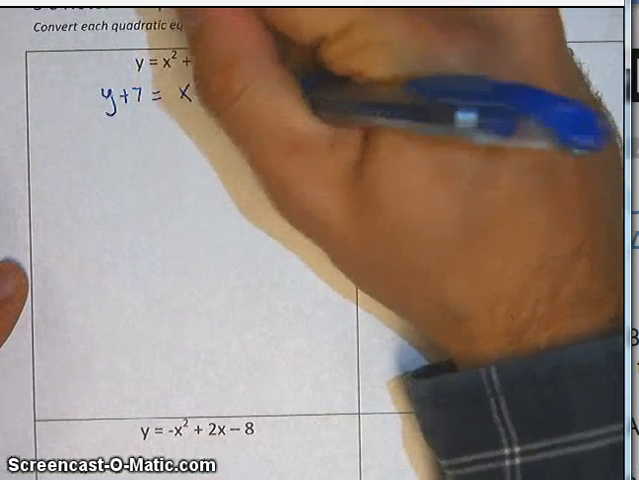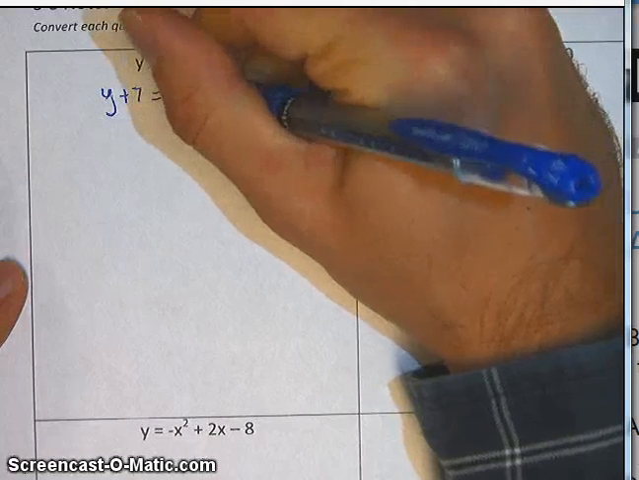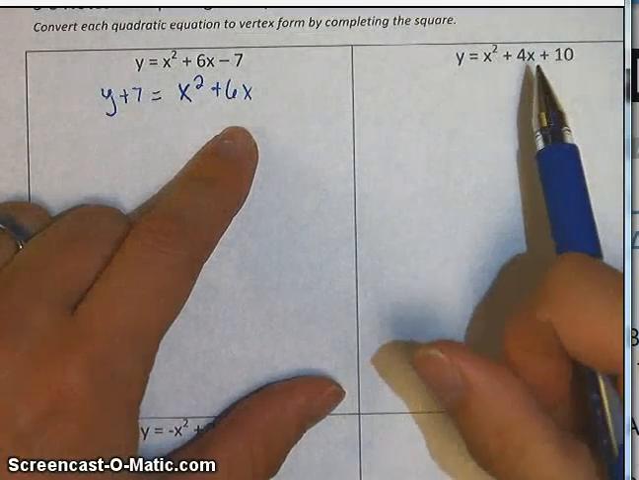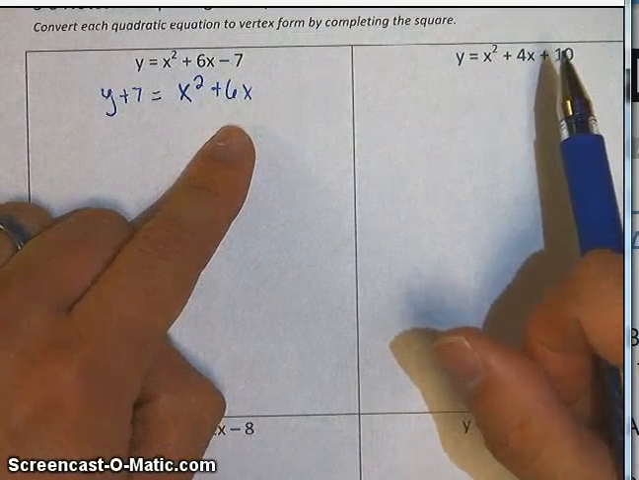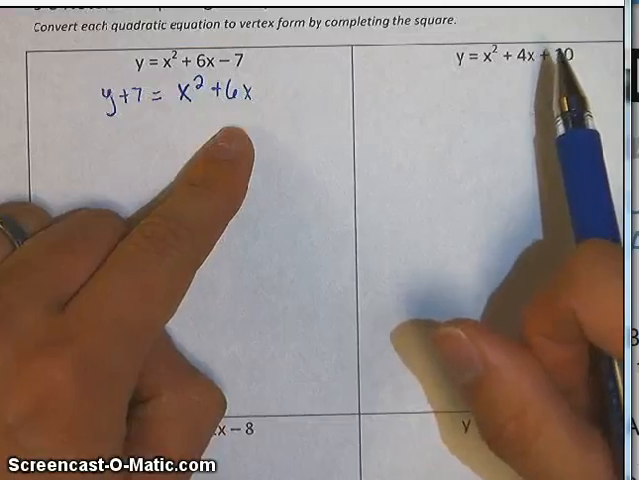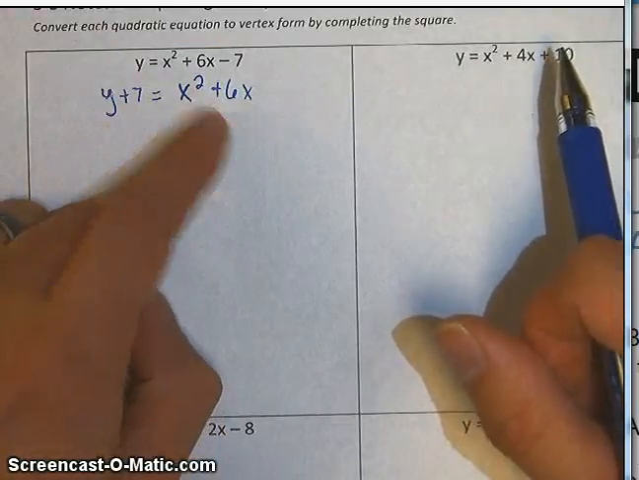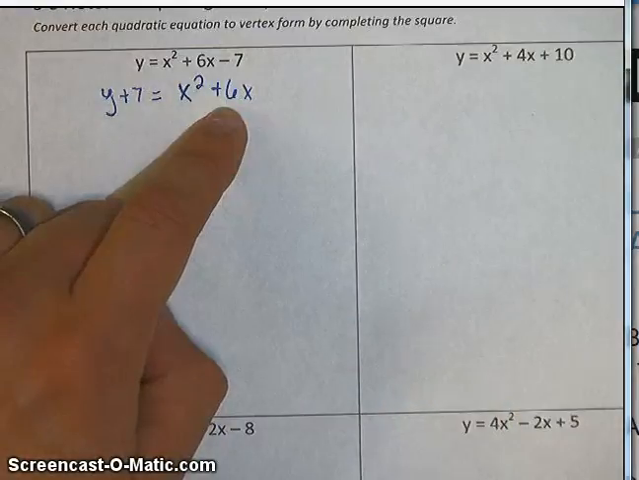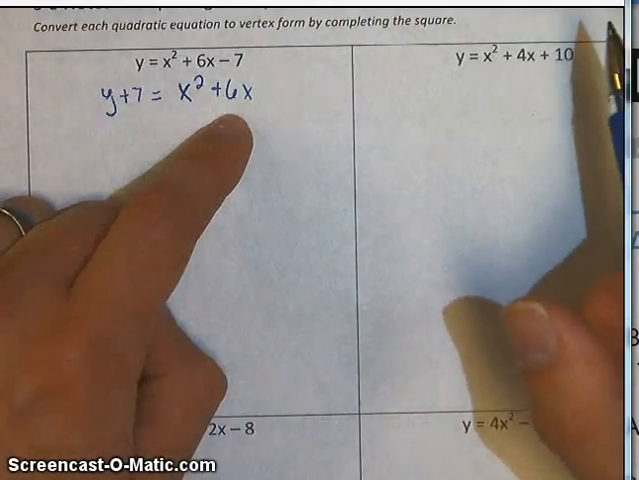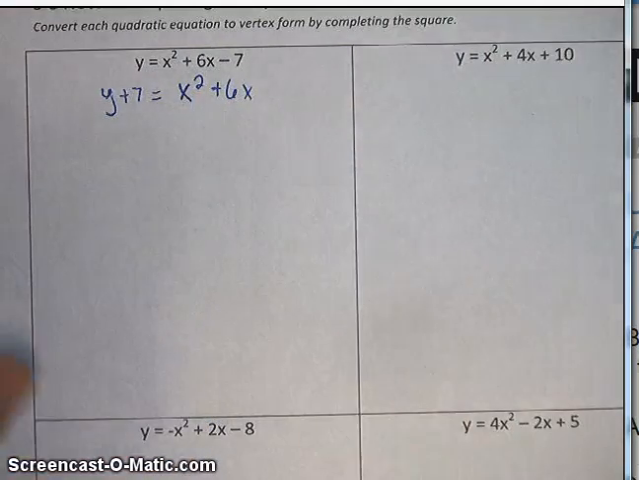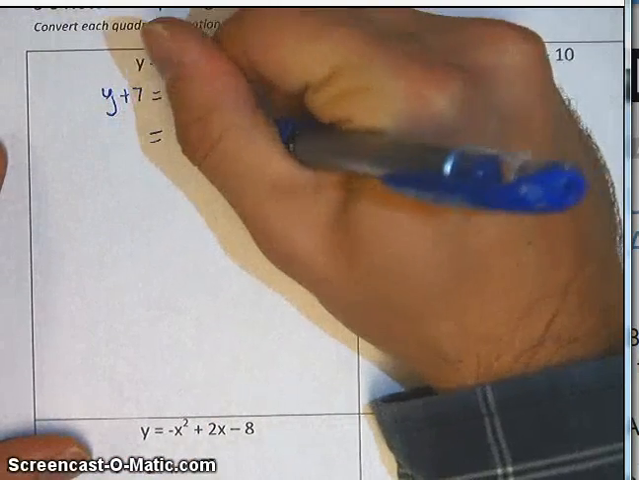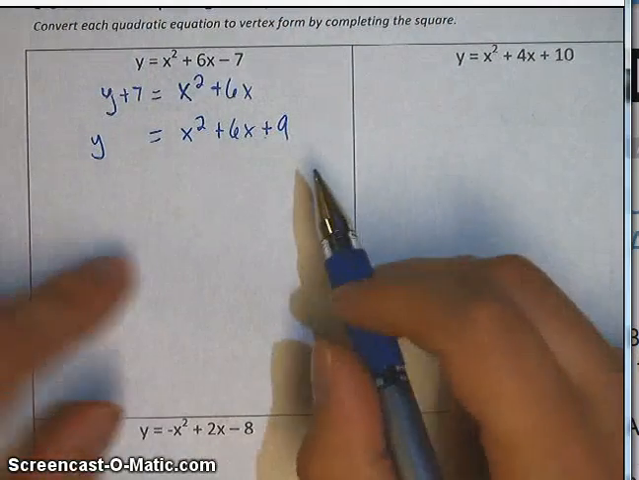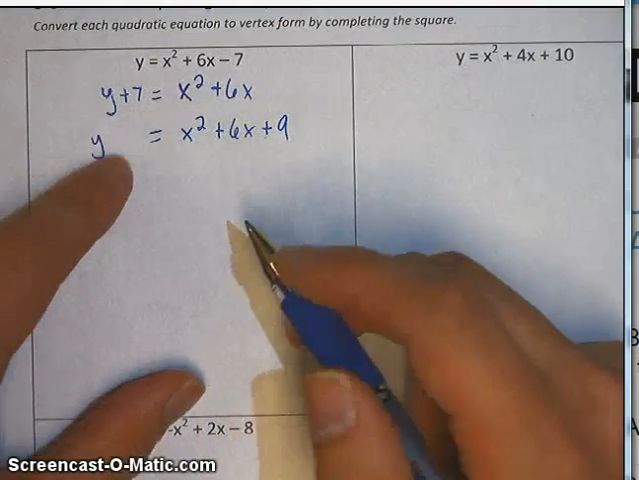So that's going to become y plus 7 equals x squared plus 6x. Now, the first step on the right side here is to create something called a perfect square trinomial. I'll explain what that means in just a moment, but to do it, you take this coefficient in front of the x, you split it in half, and then square it. So half of 6 is 3, squared is 9. So I need to add 9 to both sides. x squared plus 6x plus 9. And whatever I do to one side, I have to do to the other side. So I already got plus 7, plus 9.